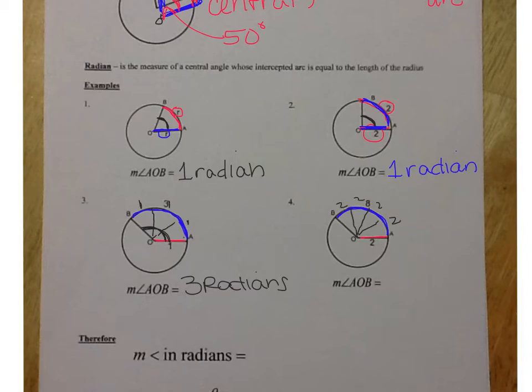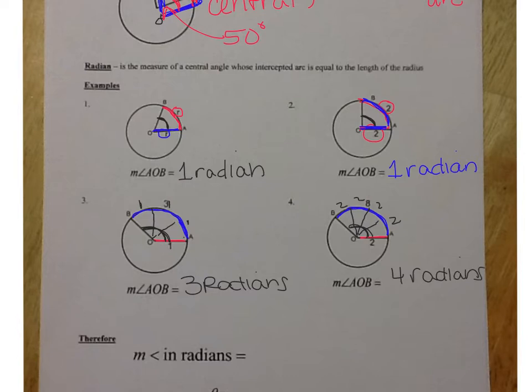So now I have this arc is 2. This arc is 2, that's a total of 4 here. This arc is 2, that's a total of 6. And this arc is 2, that's a total of 8. So now I have my arc equal to my radius, and I have 1, 2, 3, 4 of them. So angle AOB, this whole angle, is equal to 4 radians.